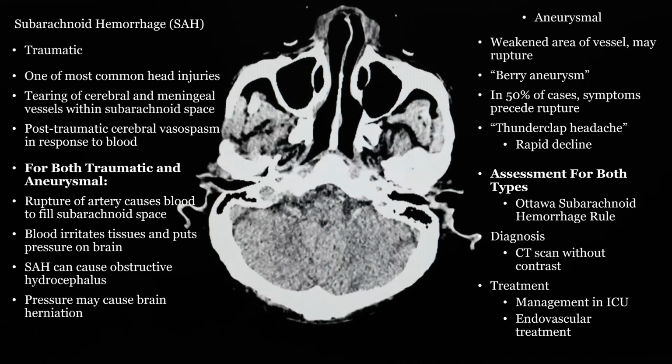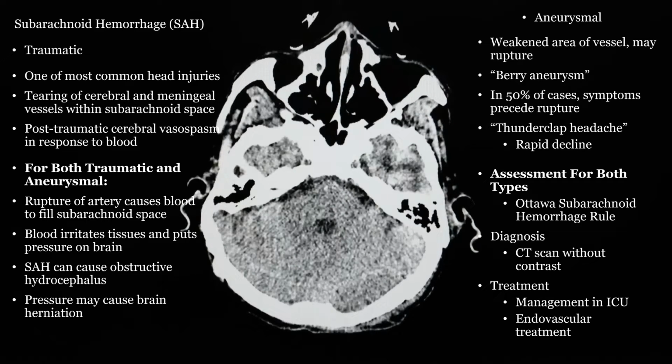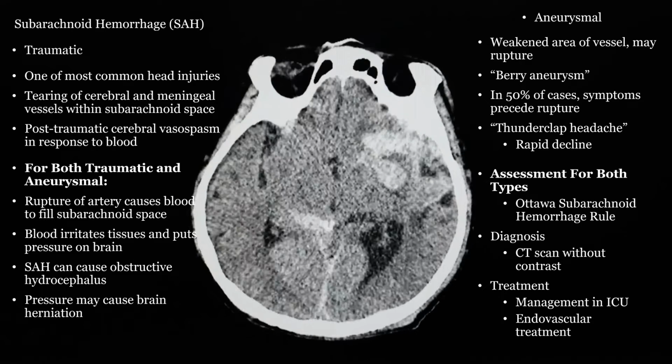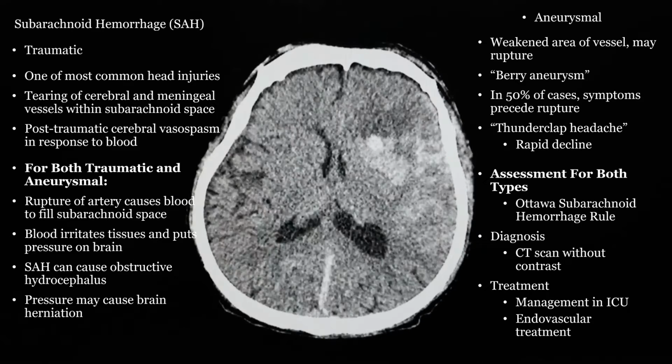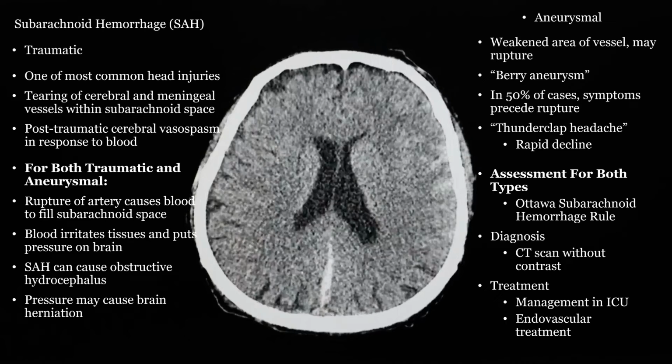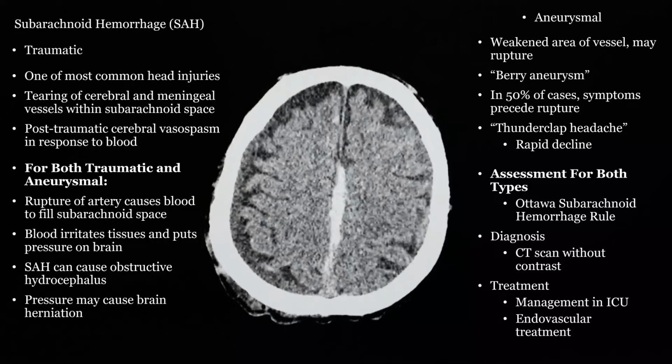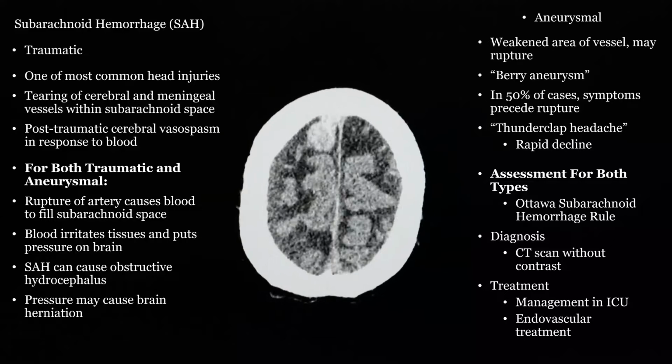Subarachnoid hemorrhage occurs mostly as a hemorrhagic stroke, as we have discussed, resulting from ruptured brain aneurysms, with the berry aneurysm as the most common. It can occur due to brain trauma as well. See the subarachnoid hemorrhage in the CT scan? Look at the abnormal amount of white material on the patient's left side.